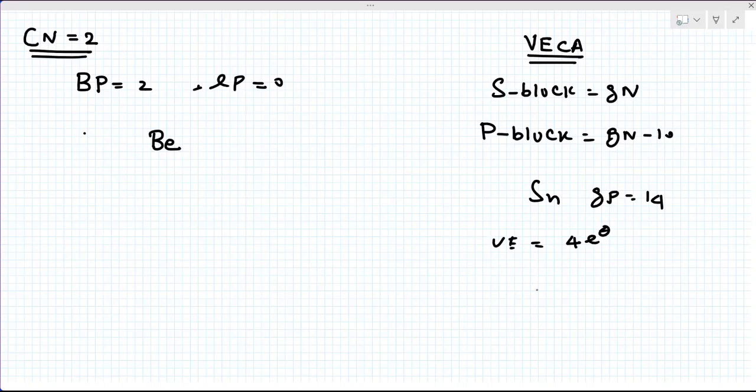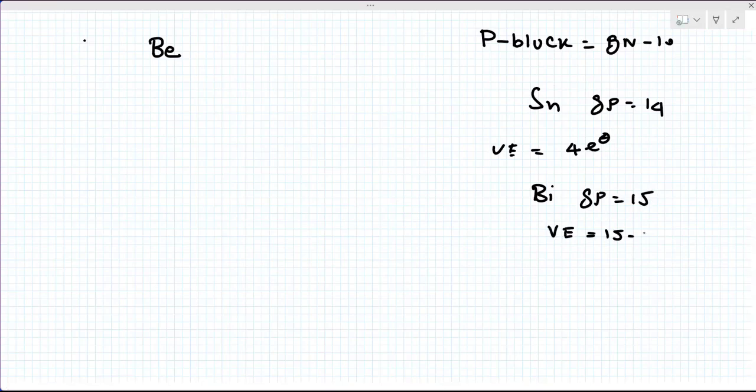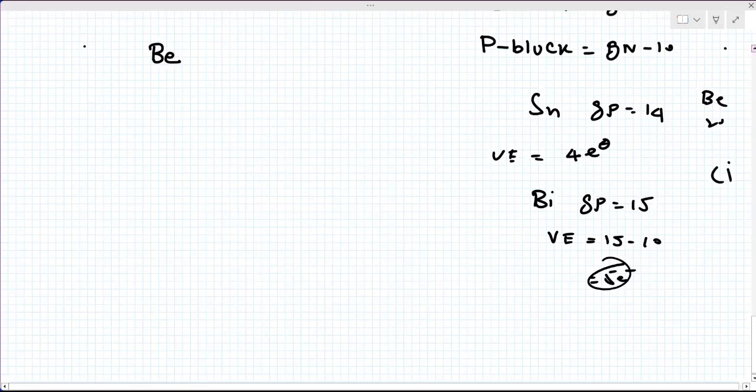Very simple. For example, bismuth. What is the group number? It's group 15. Now, what is the valence electron? 15 minus 10. The answer is 5 valence electrons. You got the point? Now S block, for example beryllium, which is group 2, has 2 valence electrons. Understand? Lithium, how many? 1 valence electron. Therefore, beryllium has 2 valence electrons.